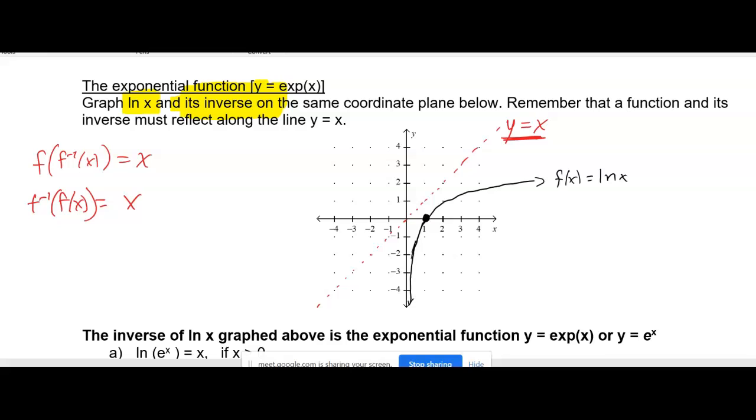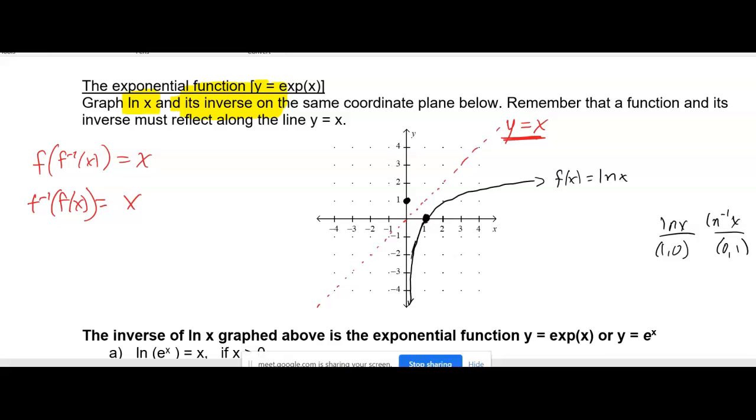There's one point you would have to go through. Okay, if we know the natural log of x for sure goes through the point (1, 0), wouldn't the inverse of the natural log of x have to go through (0, 1)? Again, the whole idea of our inverse is the x's and the y's get flipped. So we would need to make sure you go through this point and look for that.